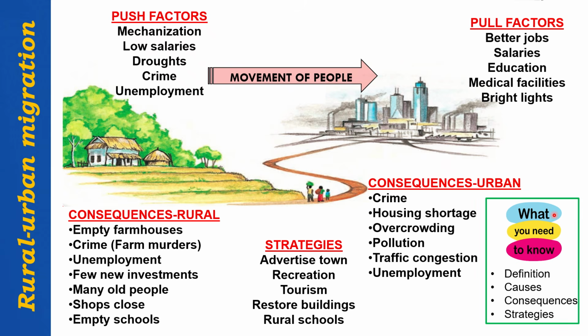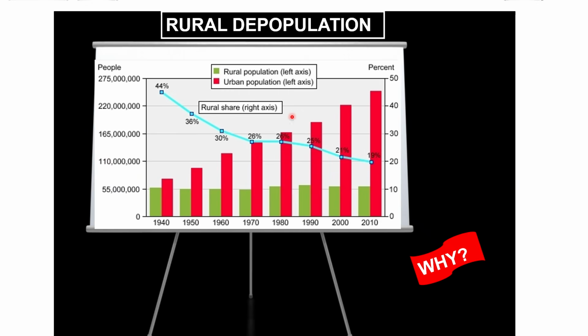Okay, these are what you need to know on this topic. Definition, obviously, know how to define rural-urban migration, the causes, your push and pull factors, our centrifugal and centripetal forces, the consequences and the strategies to reduce rural-urban migration or to reduce rural depopulation.